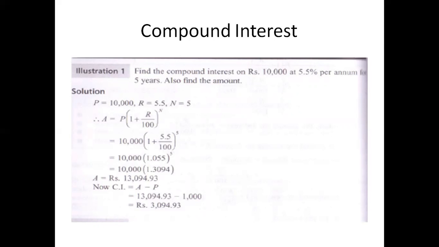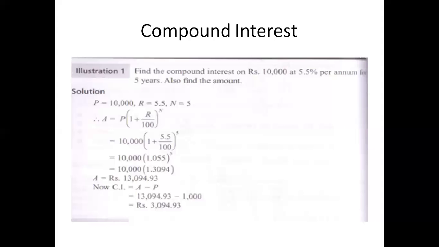Now when we multiply 10,000 into 1 plus 5.5 divided by 100, that is 1.055 to the power of 5. We use our calculator to calculate this: 1.055 to the power of 5 is 1.3094, so 10,000 into 1.3094 becomes rupees 13,094.93. The compound interest then becomes amount minus principal, which is 13,094.93 minus 10,000.